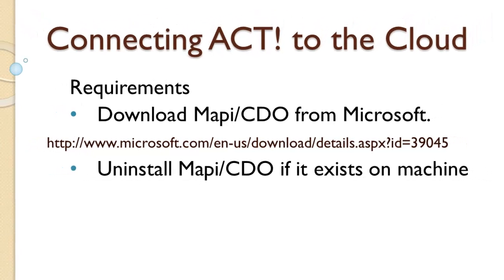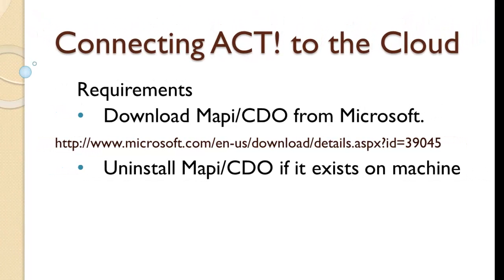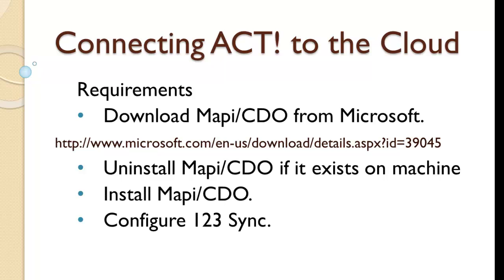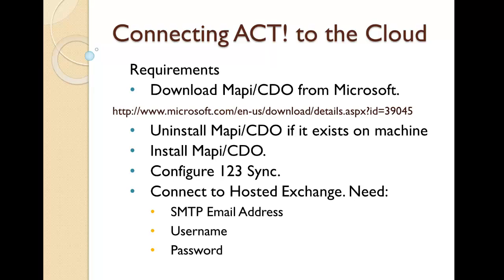The first part on the system, you have to uninstall the current existence of MAPI CDO, if it exists. We'll show you how to look for it. Then you install the one you downloaded. You configure 123 Sync to access the mailboxes. And you need three pieces to connect to the Exchange mailboxes: the SMTP email address, the username on the Exchange, and the password. And then it's just a simple matter of synchronizing with the cloud.